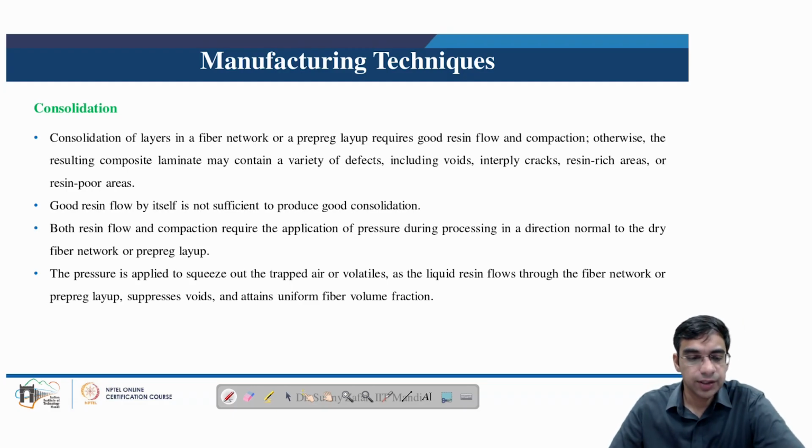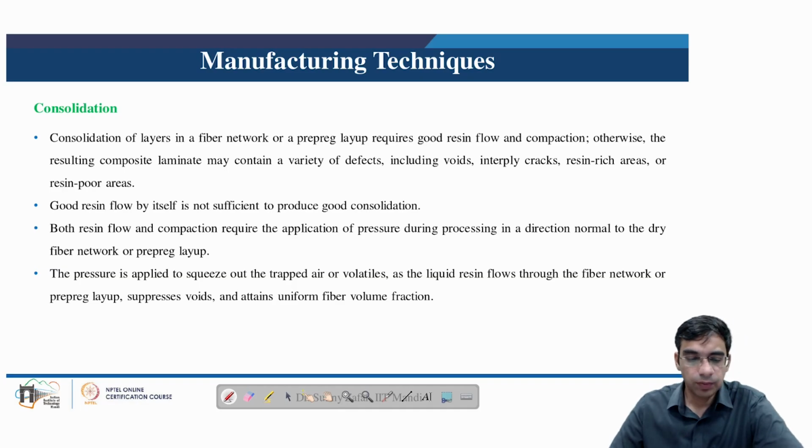Next is the consolidation. Consolidation of the various unbonded plies or laminates is very important in case of composite parts. Consolidation of layers of the fiber network or the pre-preg layer requires good resin flow with compaction. If the consolidation is not done properly, the resulting composite laminate may contain a variety of defects which include voids, interply cracks, resin rich areas, or resin poor areas.